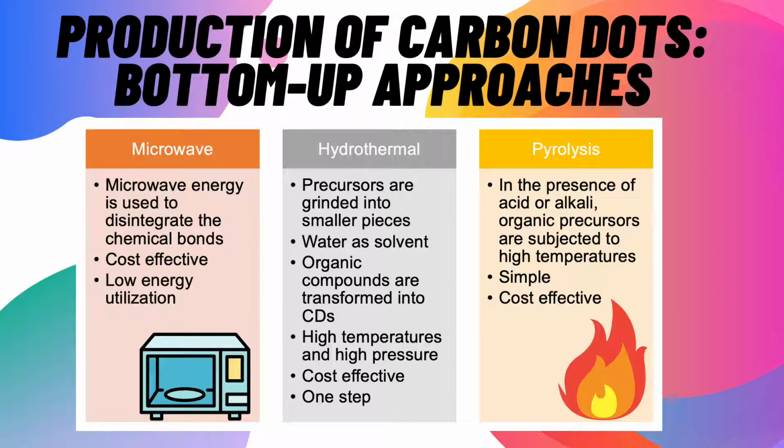Pyrolysis, in the presence of acid, alkali, organic precursors are subjected to high temperatures. It depends on the researcher what type of acid, what type of alkali, and how high the temperature is. It's also simple and it's cost effective. Since bottom-up approaches are much more simpler, it's only a one-step synthesis. Therefore, I use the microwave method to produce these luminescent nanoparticles.